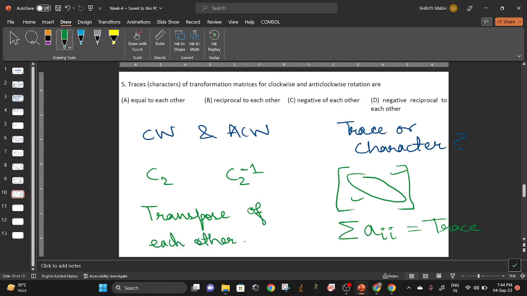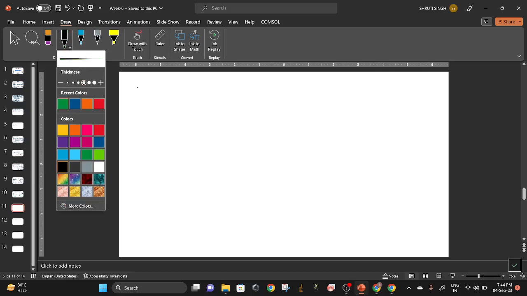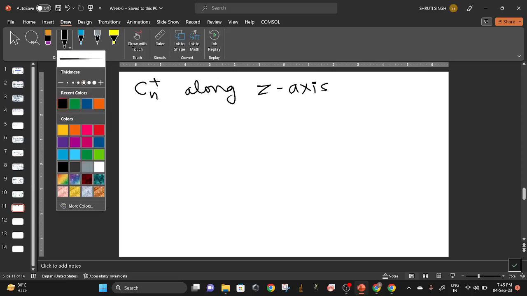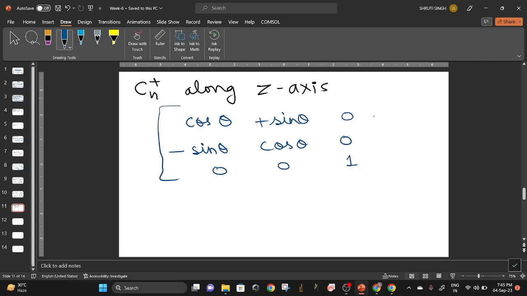Okay, let me write. I'm writing a general matrix for rotation by theta. Plus means clockwise along the z axis. So what is the matrix? Cos theta, plus sine theta, 0, minus sine theta, cos theta, 0, 0, 0, 1. This is for clockwise.